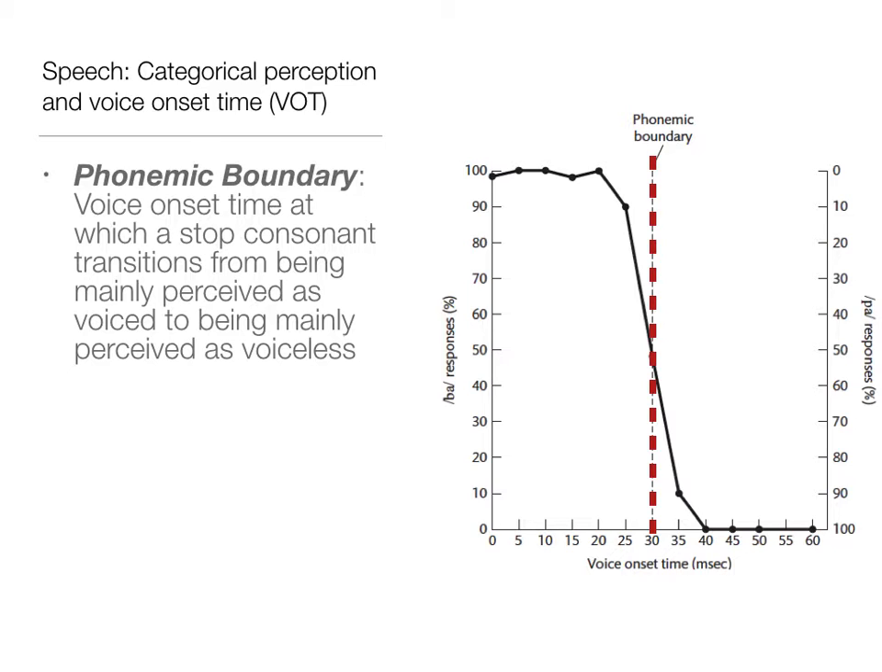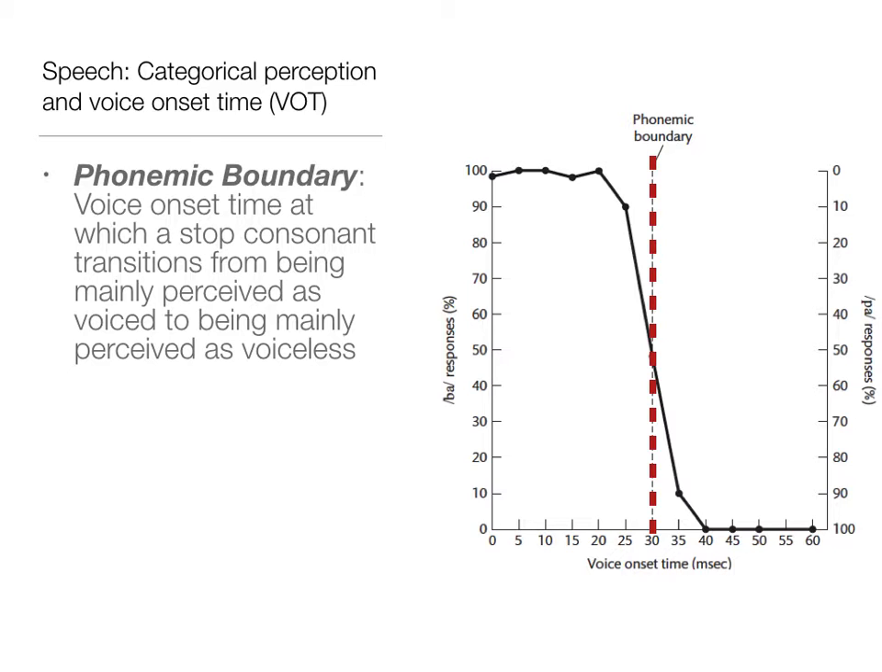Again, this is not a gradient. This is not a gradual thing. We see this really big boundary between them in terms of voice onset time, again, in this example the ba and the pa that we saw in the video.